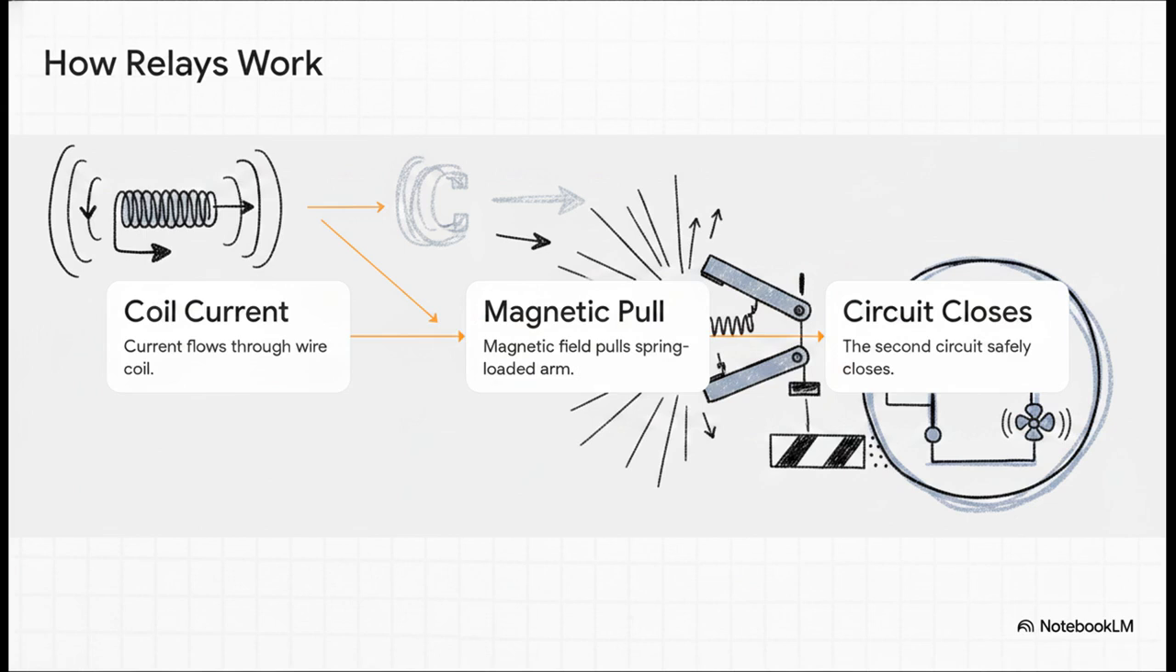Inside, there's just a simple coil of wire. When current flows through that coil, it generates a magnetic field. That invisible field reaches out and pulls a spring-loaded metal arm right across a tiny gap, snapping it shut and closing a completely separate second circuit. Turn the control current off, the magnetic field collapses, the spring pulls the arm back, and the circuit opens. It is brilliantly simple. And it means a tiny, safe DC current, like maybe from a small temperature sensor, can safely switch on a dangerous, high-voltage AC mains-powered fan while keeping the two circuits totally isolated from one another.